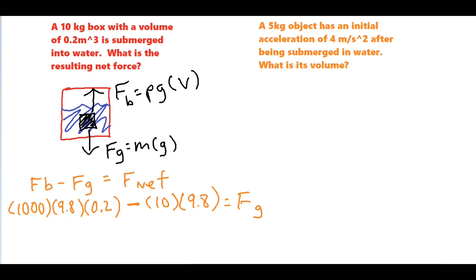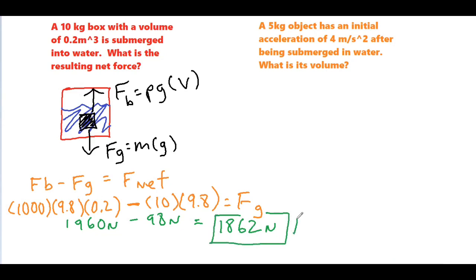So all we really need to do is find the product of those two and then subtract, and then we get 1,960 newtons minus the 98 newtons of weight, and that gives us our final answer of 1,862 newtons as our final net force, and that is directed upwards because that was from our buoyant force. So it looks like the object is going to get accelerated up towards the surface because our FB is clearly much greater than our mg.